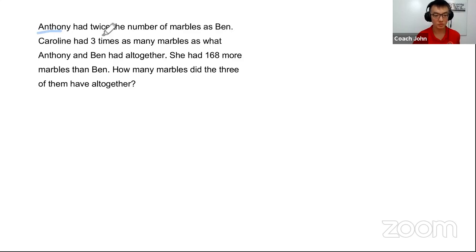Anthony had twice, so quickly write down 2 times, or you can write down 2 over 1, later I'll tell you why, as Ben. This is also a technique that I get my students to do: circle 2 and link to the name on the left side, and circle 1 and link to the name on the right side. Because you know that you're going to use this, you can just quickly write down A is to B, and that's 2 is to 1.